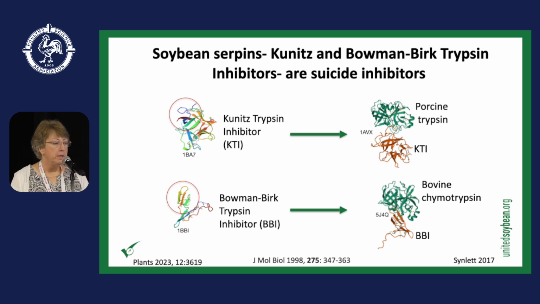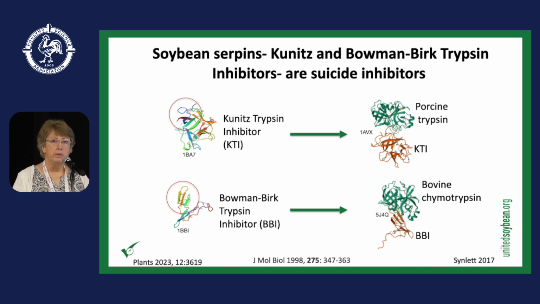Okay, so soybean serpins, the Kunitz and Bowman-Burk trypsin inhibitors, are what's known as suicide inhibitors. There's a business end of the molecule that interacts with the proteases, and they're called suicide inhibitors because as they go to interact with the protease, they kill themselves. They are actually acted on by the protease, and then they become covalently bound to the protease, and then there's nothing left to do with that except send it off for protein turnover.